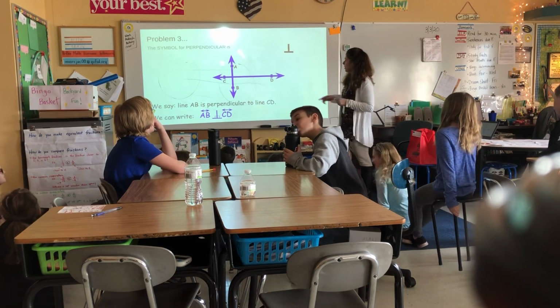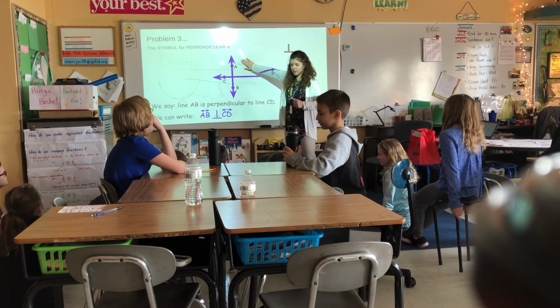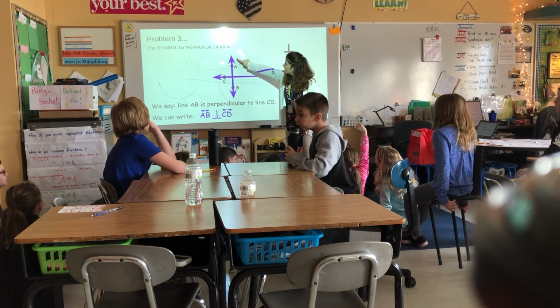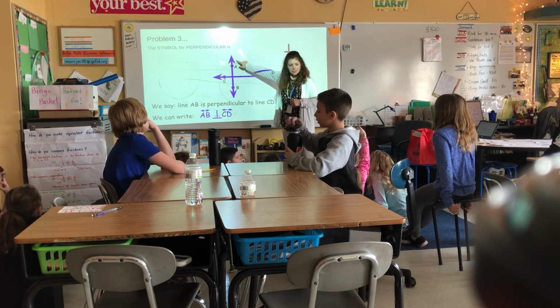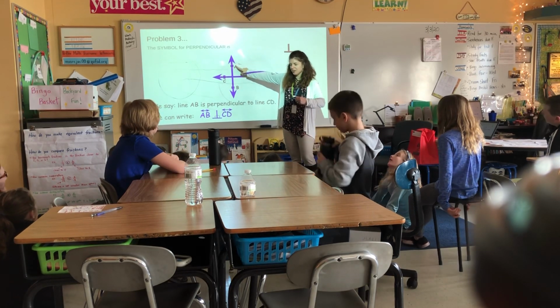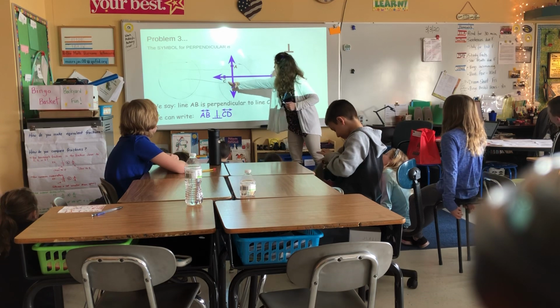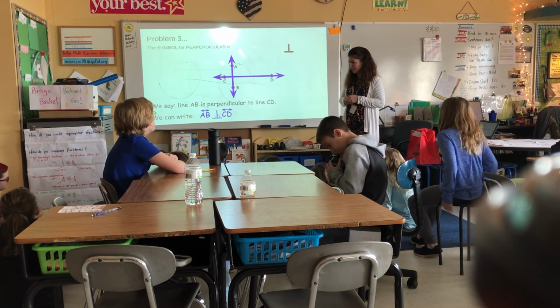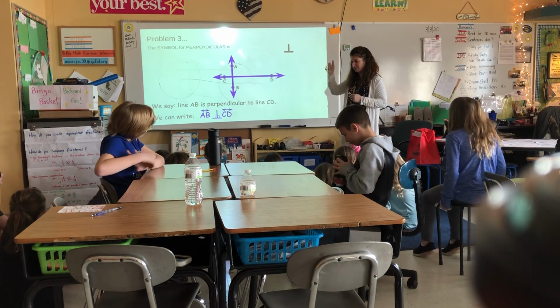So we say that line AB, and we know that's a line because what happens at the end? It doesn't stop. The arrows mean what? Goes on forever. It's a line. And this is CD. We can say that line AB is perpendicular to line CD. Thumbs up if you see that.